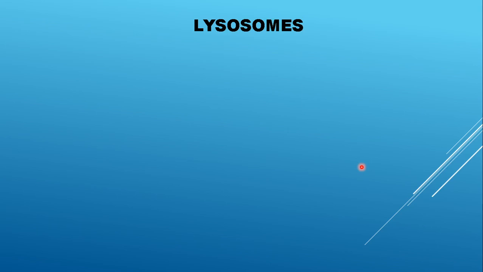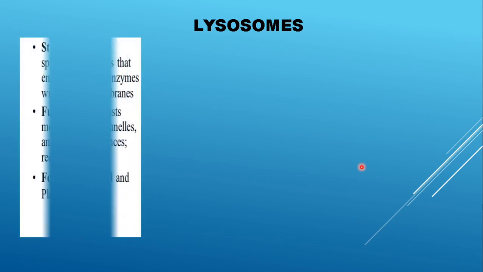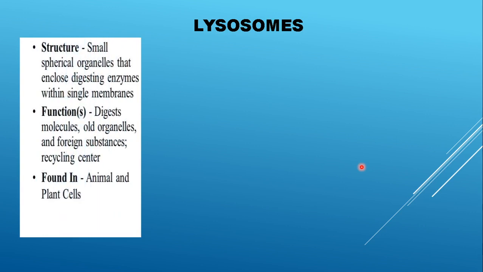Next is the lysosome, the next organelle of the endomembrane system. Lysosomes are small spherical organelles which enclose digestive enzymes. These enzymes are also made up of proteins produced by the endoplasmic reticulum, and then packaging is done by the Golgi bodies in the form of tiny secretory vesicles, which are released from the trans phase of the Golgi bodies.